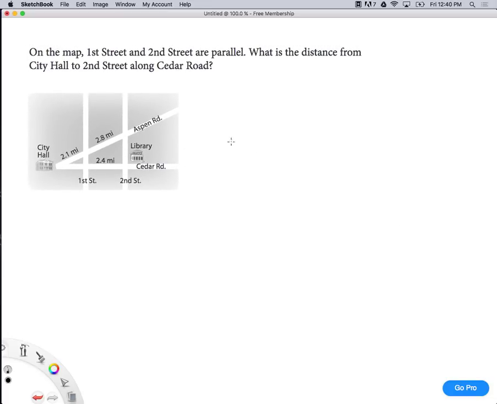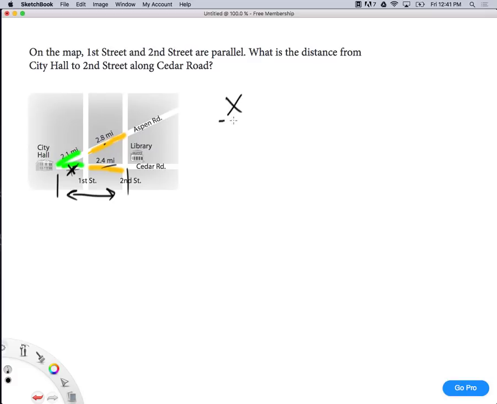On the map, 1st Street and 2nd Street are parallel. What is the distance from City Hall to 2nd Street along Cedar Road? Okay, here's City Hall. These two lines are parallel, so here's green, and here's my yellow. It's asking the distance from City Hall to 2nd Street along Cedar Road, so that's this distance right here. I know this distance and this distance, but I don't know this distance. If I can get this distance, I'll call it x, then I just add it to 2.4. You see? And then I solve.